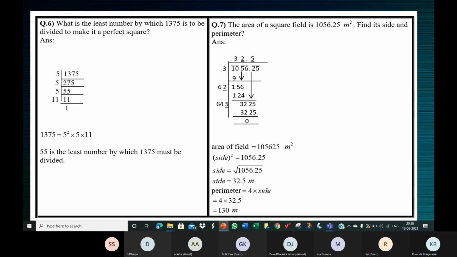I got 153. Correct. After that, I divided it by 3. Okay. Then I got 51. Perfect. Then divided by 3, I got 17. 17. Perfect. Yes, your prime factorization is perfect.